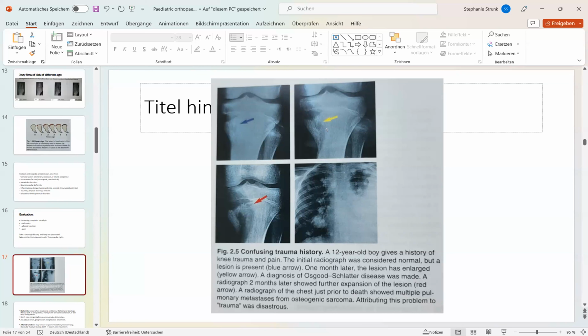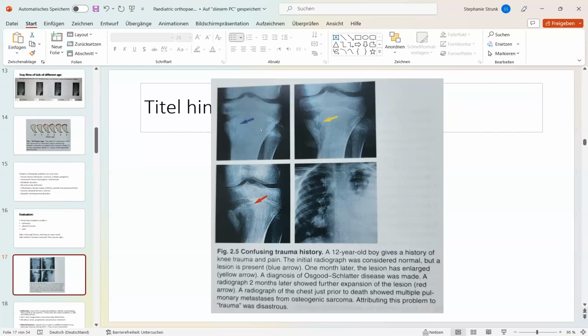One month later already, the lesion looked like that. And then this was diagnosed as Osgood-Schlatter, which of course looks completely different. Two months later, you see half the bone is gone. And then just before his death, they took an X-ray of the chest, and this is really a catastrophe. This is the primary age group, a 10, 12, 14-year-old boy with a history of knee pain.